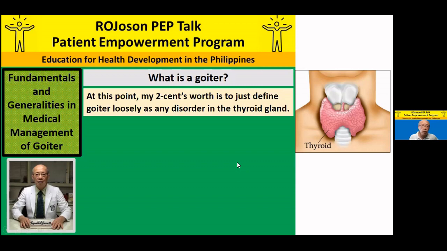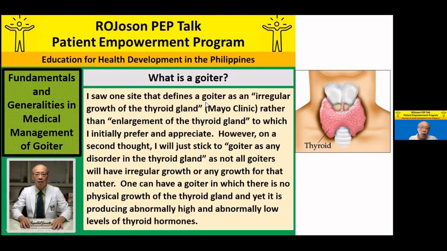At this point, my 2 cents worth is to just define goiter loosely as any disorder in the thyroid gland. Okay? Any disorder in the thyroid gland. I saw one site that defines goiter as an irregular growth of the thyroid gland rather than enlargement of the thyroid gland, to which I initially appreciate and prefer. However, on a second thought, I said I'll just stick to goiter as any disorder of the thyroid gland, as not all goiters will have enlargement or irregular growth on that gland for that matter.